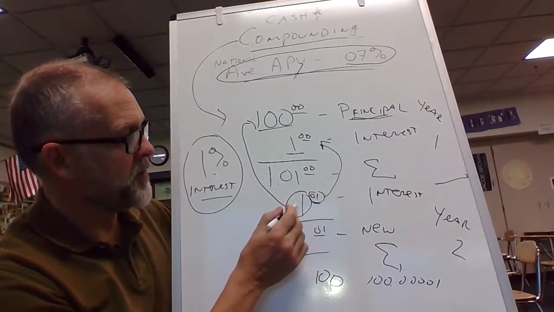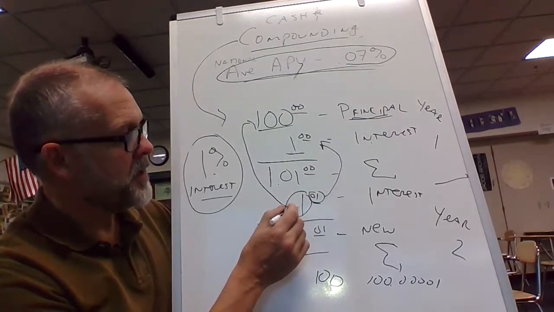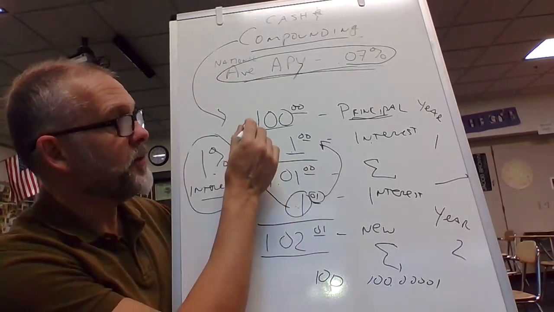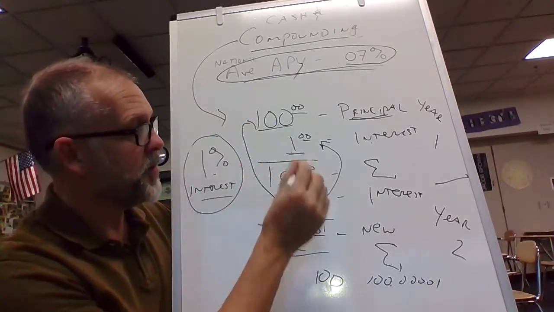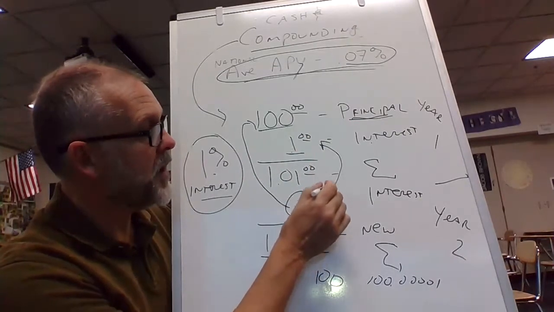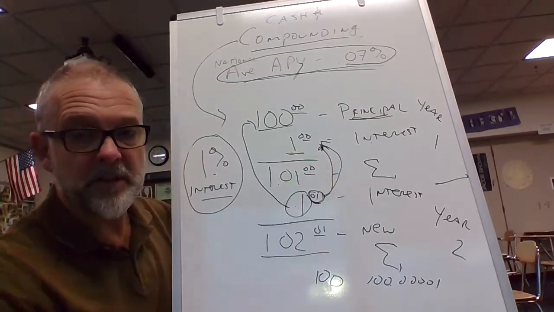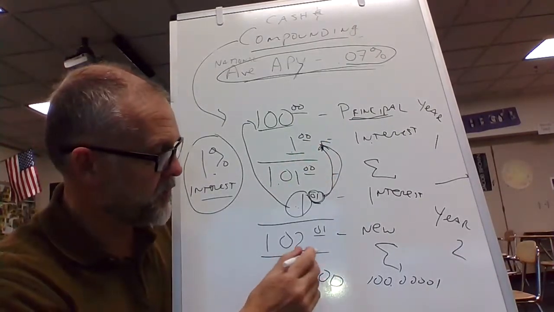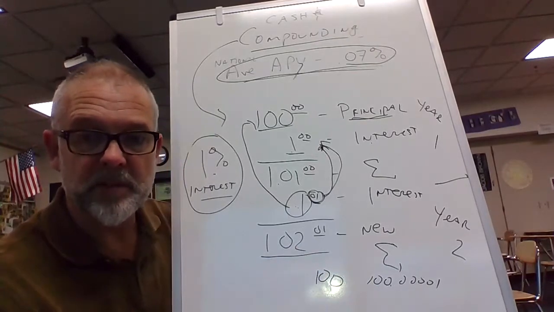There's the compound. So basically what's happening is you're getting $1 off of the principal, you're getting the interest off the principal, but you're getting interest also off of the interest. So $102.01, and then the next year it'd be a little bit more, and so on and so forth.